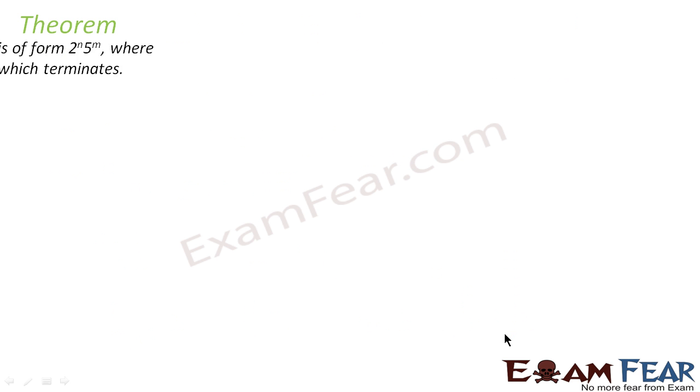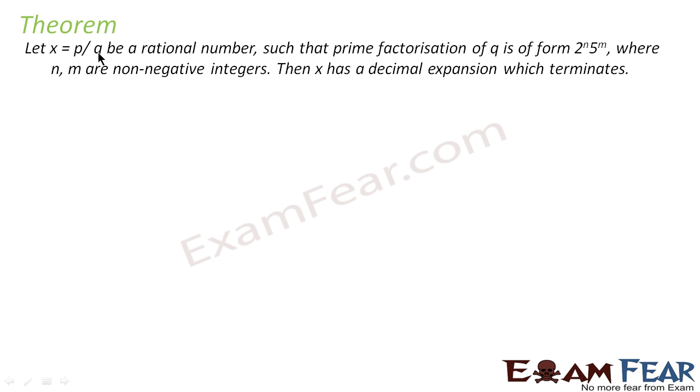Theorem number 2. Let x be a rational number. If x is a rational number of the form p by q, where p and q are obviously co-primes, and q is of the form 2 to the power n, 5 to the power m, that means it is a decimal number which terminates.